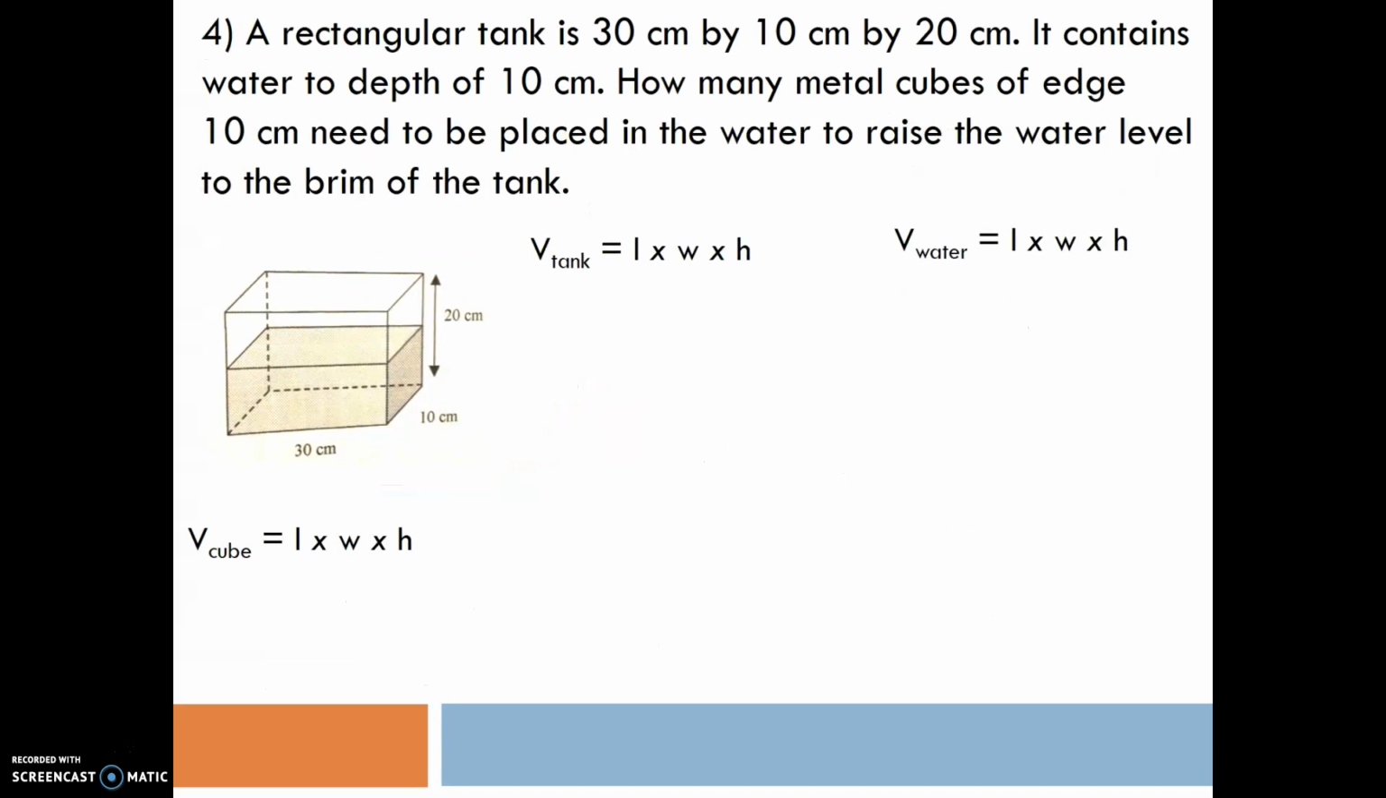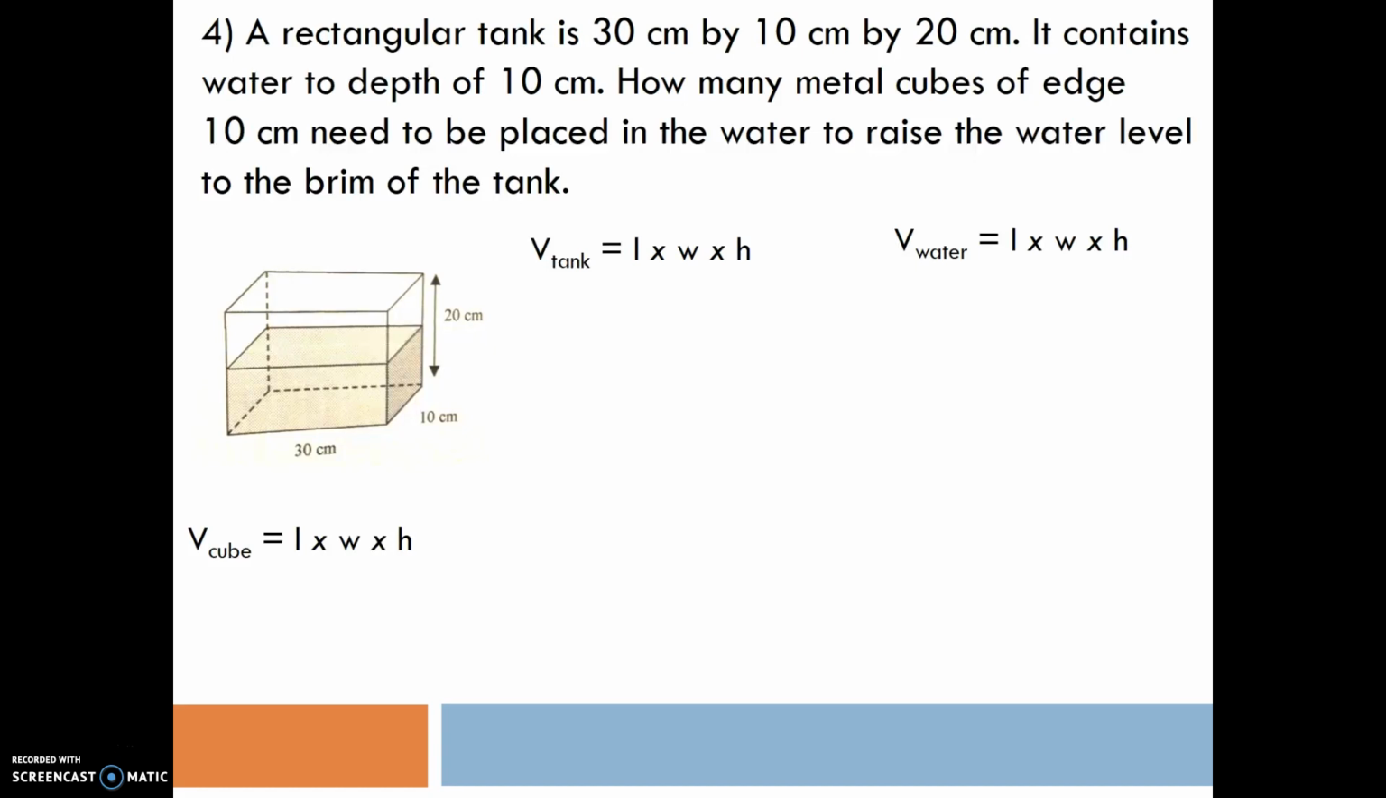All right, here we have a rectangular tank, 30 centimeters by 10 centimeters by 20 centimeters. Now notice that we have exactly the same measurements as the last problem. They're just switched around. Now we have a 10 centimeter width and a 20 centimeter height. It contains water to a depth of 10 centimeters. How many metal cubes of edge 10 centimeters need to be placed in the water to raise the water level to the brim of the tank?